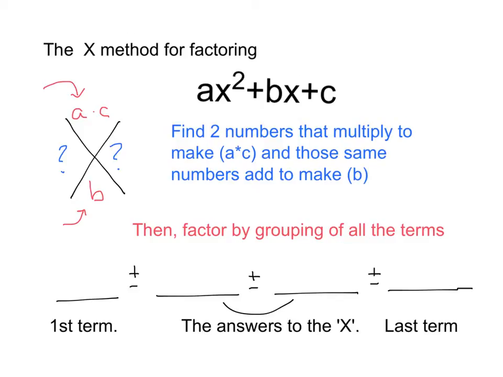That is, we're going to take the first term, the answers to our X, and then our last term. So in this case, our first term would be whatever ax squared is. Our last term is whatever c is. And the answers to the X are whatever numbers we have here with an X here. So question mark with an X, question mark with an X. We're simply going to find these values and then plug them in. So it's a lot easier to see how this works when we start looking at it in context. So let's take a look at a couple of examples.